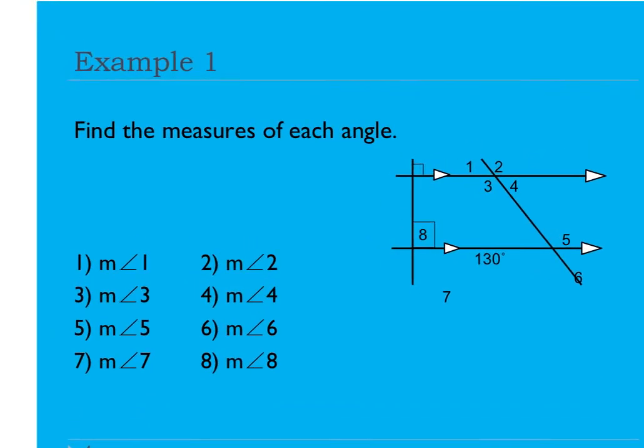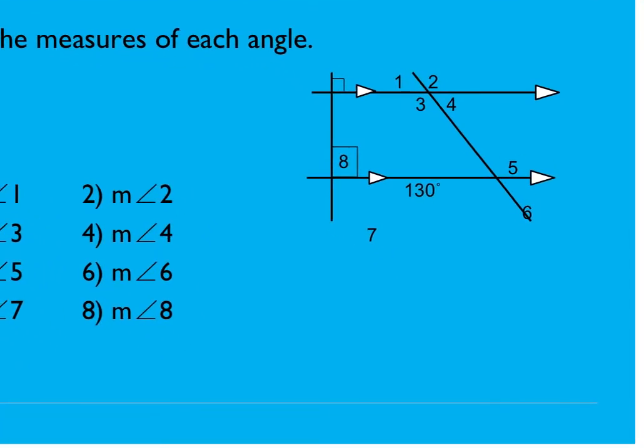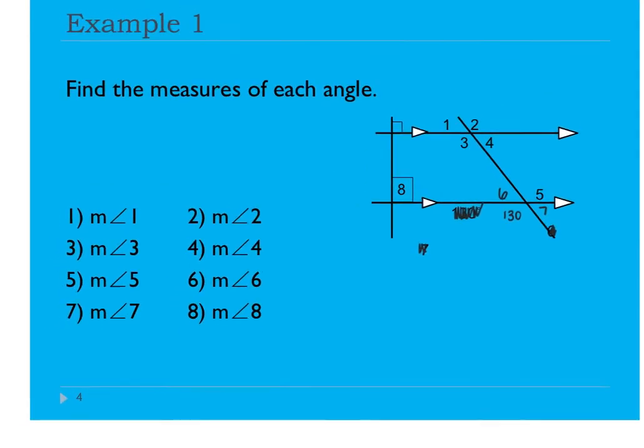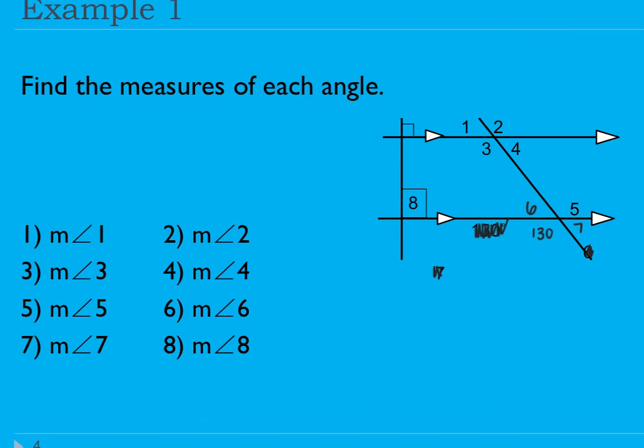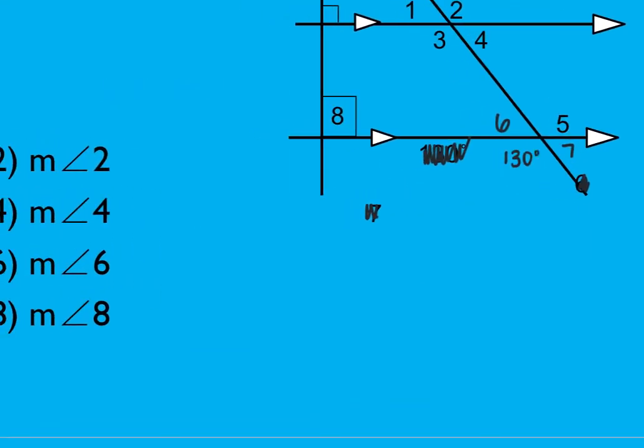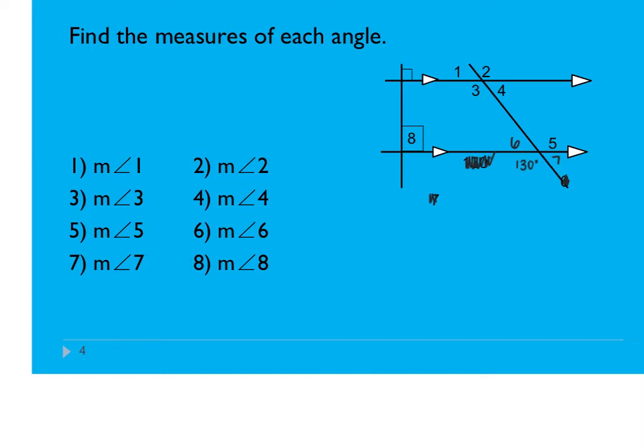All right, so example 1, find the measure of each angle. Now this did print kind of poorly, so go ahead and cross out the 130, cross out the 7, cross out the 6. The 6 will go here, the 6 will go here, the 130 will go here, and the 7 will go there. Okay, so the measure of angle 1, so this is 130.